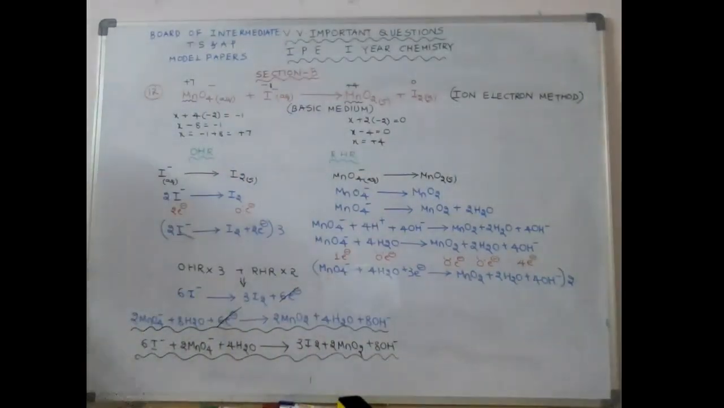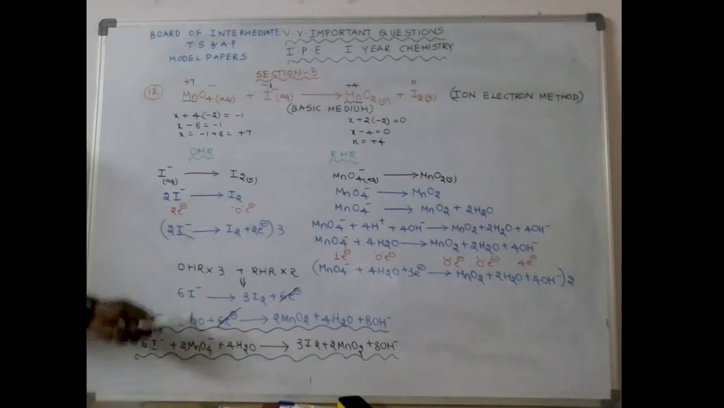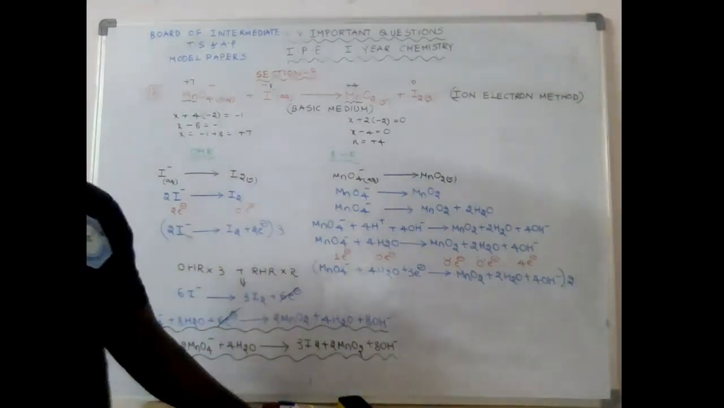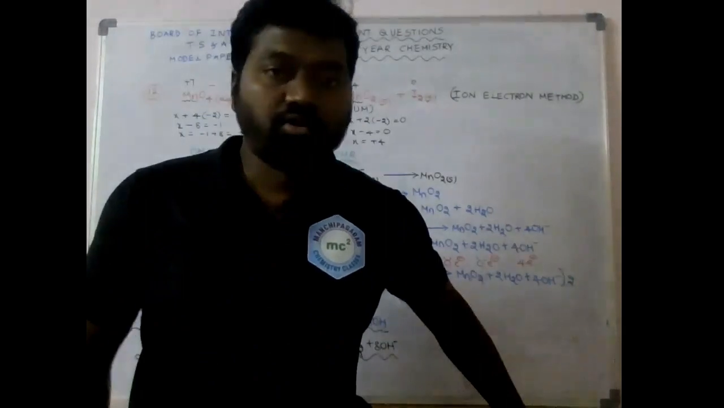If you want, you can check how many iodines are there on the left side? 6. Right side also 6. Manganese left side 2, right side also 2. Oxygens left side 8 plus 4, 12. There 4 plus 8, 12. Left side hydrogens 8, right side also 8. Electrons, here 6 electrons plus 2 electrons, 8. There also 8 electrons. So including electrons, everything is balanced.